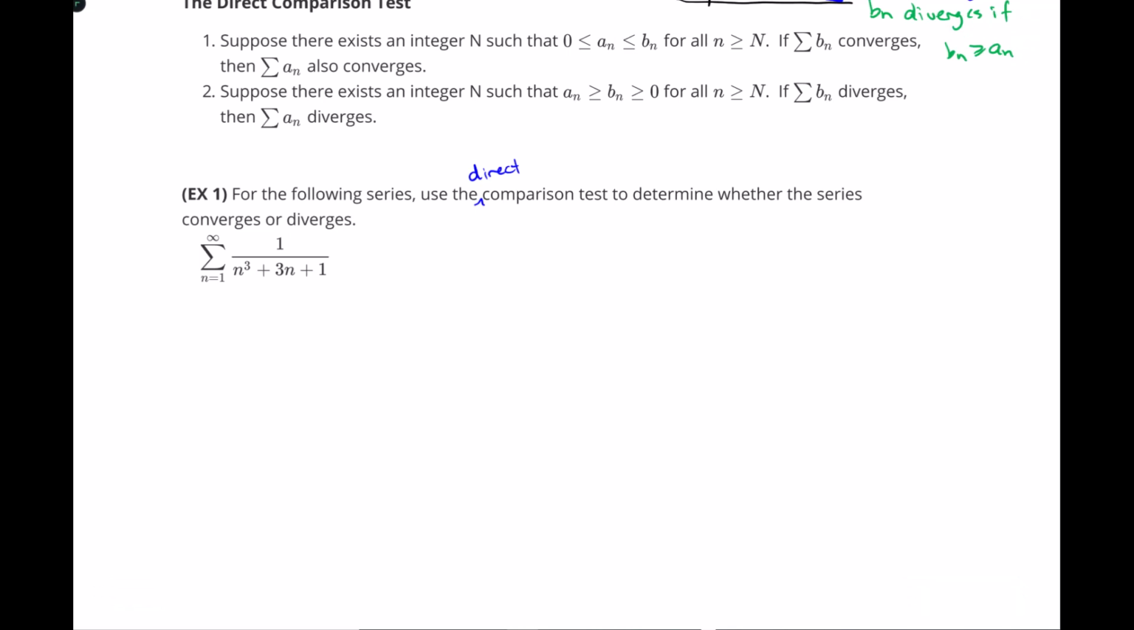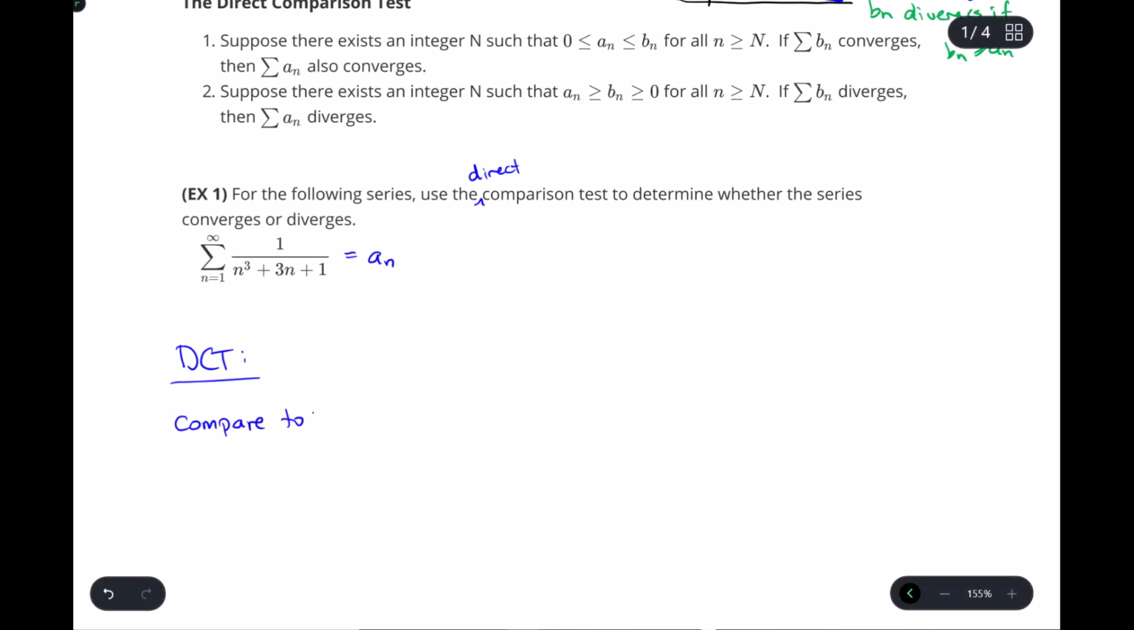It doesn't really matter if we call this the original series a sub n or b sub n. Let's say this is a sub n, and that is what we want to determine if it converges or not. So I'm going to use the direct comparison test, and I'll just label it like that. For the direct comparison test, what we need is something to compare to.